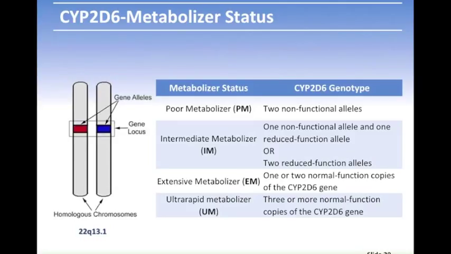Thus, a patient with 2 non-functional copies of CYP2D6 is classified as a poor metabolizer, or PM for short. In the same fashion, an intermediate metabolizer, or IM, will have either 1 non-functional allele and 1 reduced functional allele, or 2 reduced functional alleles. Extensive metabolizers will have 1 or 2 normal functional copies of the CYP2D6, while on the other hand, ultra-rapid metabolizers will have 3 or more normal function copies of CYP2D6.